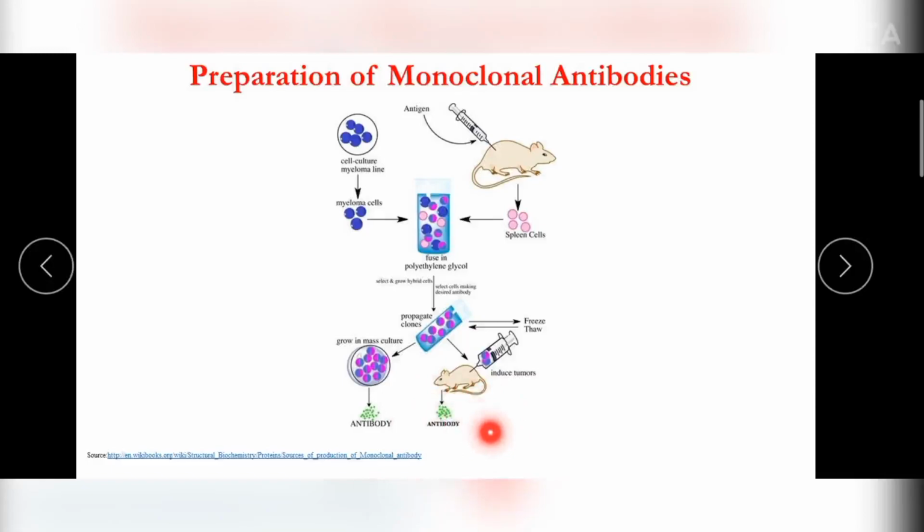These monoclonal antibodies are highly specific for a particular antigen which you have injected into the mouse. That particular antibody is produced and used for the treatment of different types of cancers and diseases.